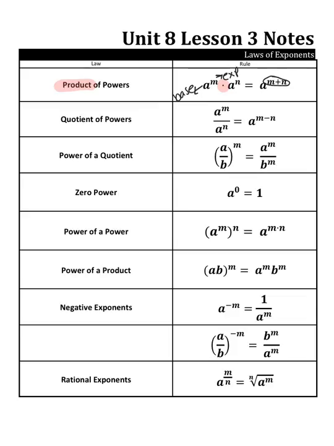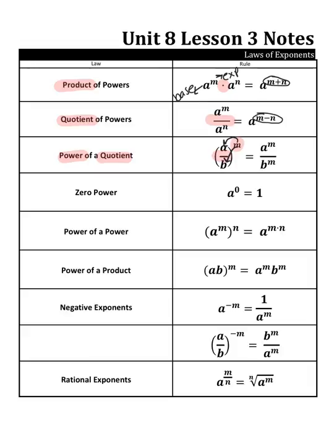Our next property is called the quotient of powers. Quotient means that the operation is division. Whenever I divide like bases, I subtract their exponents. We've also got a power of a quotient. That means I'm dividing something and raising that division to an exponent. You can take the exponent and make it an exponent on the top and the bottom of your fraction. That's why you see a to the m and b to the m.